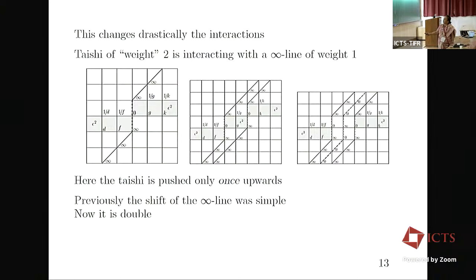When we consider this type of singularities, lines of zeros bounded by lines of infinities, when we consider the interaction, due to this infinite line, it moves 1 step up. And due to the 0 line, it comes downwards one step down. Again, due to this, it goes upwards 1 step. So accounting all the 3, 1 minus 1, then plus 1, ultimately it moved only 1 step up. So here the Taishi is pushed only once upwards, whereas in the case of Taishi of weight 1, it is moved 2 steps upwards.